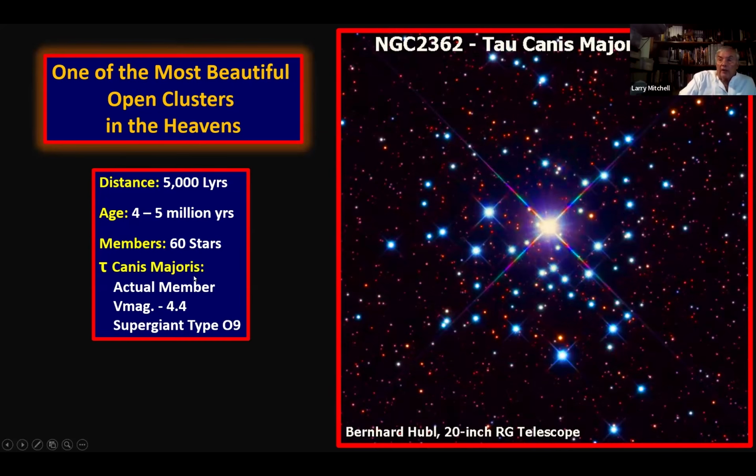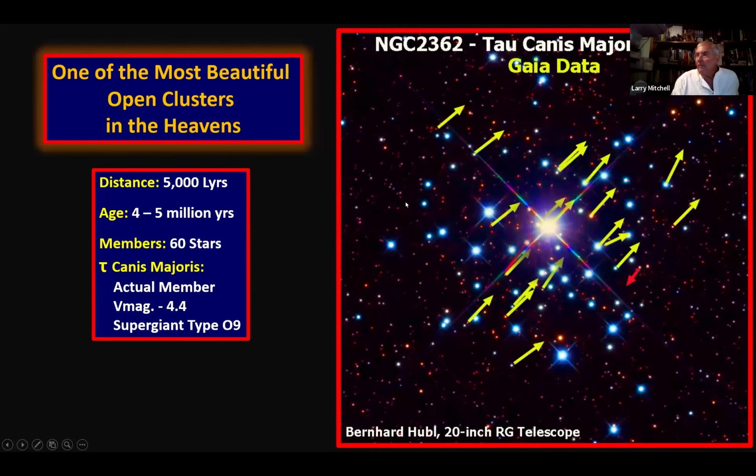And the question for years has been, is Tau Canis Major an actual cluster member? It has a visual magnitude of -4.4. I mean, it's a naked eye object. And it's a supergiant type O9 star. But does it have anything to do with these other stars? Well, actually, yes, it does. It is at the same distance. It's moving with the other cluster members. As a true cluster member, it's just a massive, massive object.